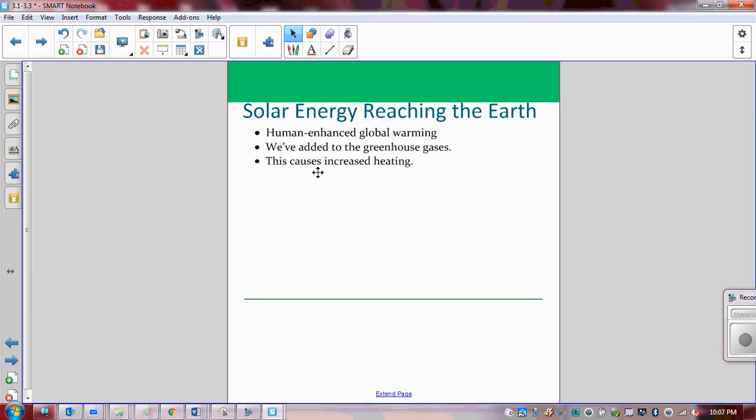But there is also the human-induced effect, which is where we've added greenhouse gases into the atmosphere, which has increased the amount of heating. And we'll talk about that a little bit more in the second semester when we talk about climate change and things like that. But just so you know that there are two different causes to the greenhouse effect, and one of them is completely natural and completely necessary to life on our planet.